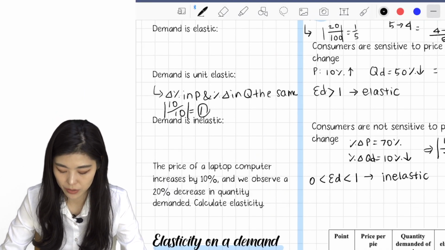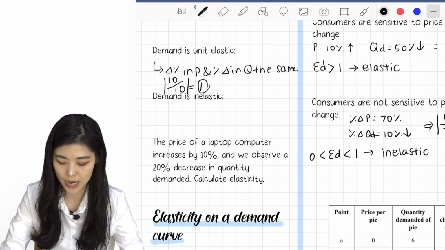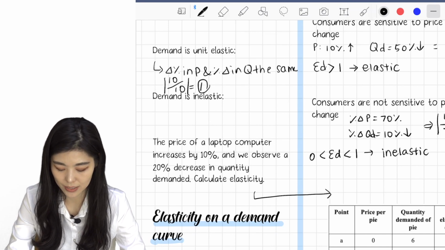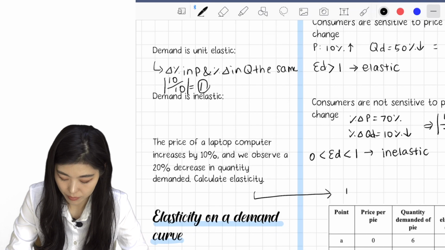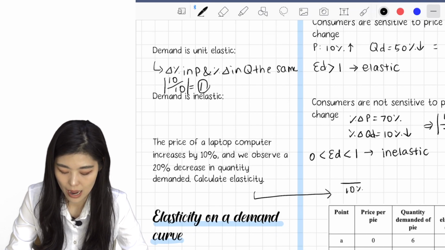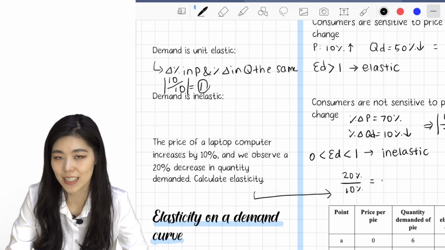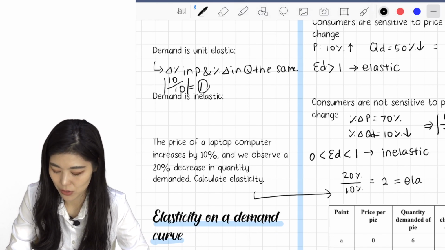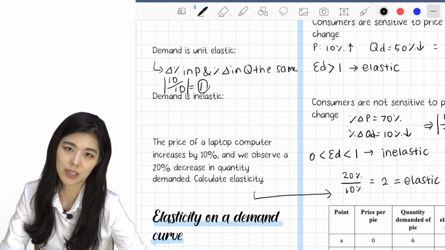So let's solve this question. The price of a laptop computer increases by 10%. We observe a 20% decrease in quantity demanded. Calculate elasticity. So price increases 10%, price goes at the bottom, and quantity demanded decreases 20%. What is it? Is it inelastic, unit elastic, or elastic? It's elastic because it's 2. So you can say that this laptop computer is elastic.